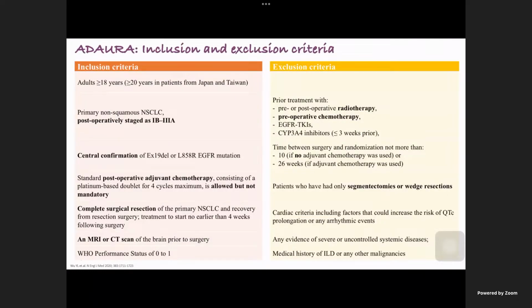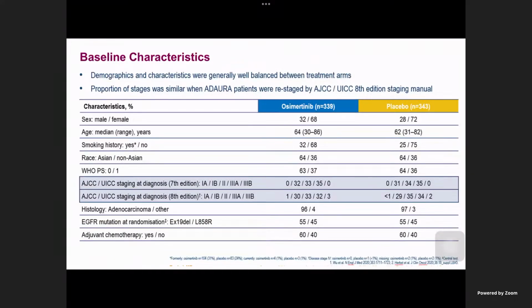If we look at the inclusion and exclusion criteria, very simple: the patient needed to be mutation positive, either exon 19 deletion or L858R mutation. Patients were more than 20 years of age. They may or may not have received chemotherapy, and they may or may not have had brain mets at presentation. For exclusion criteria, if they were previously treated with chemotherapy or radiation therapy or had received TKIs, they were ineligible for the study.